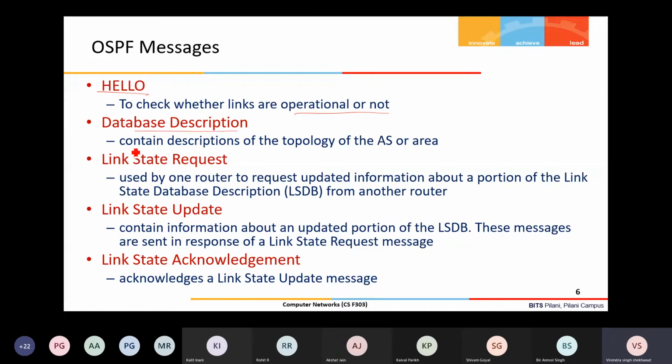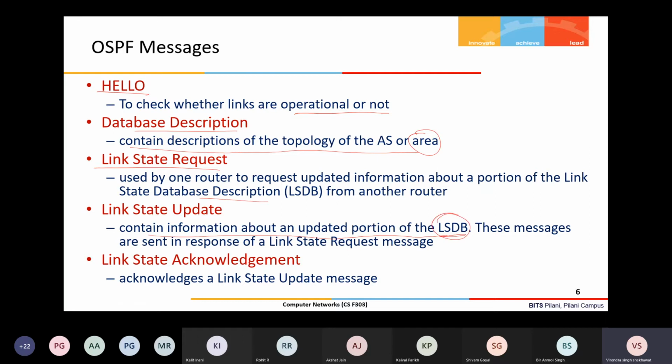Then database description, that contains the description of the topology of the AS or the area. If the topology is divided into areas, then it is the area. Then link state request is used by one router to request updated information about a portion of the link state database, the LSDB, from another router. So it can request, and nodes can also send their entire database over a frequent interval. A link state update can also be sent.